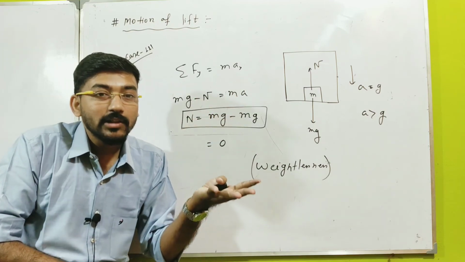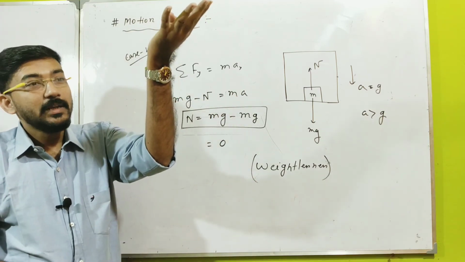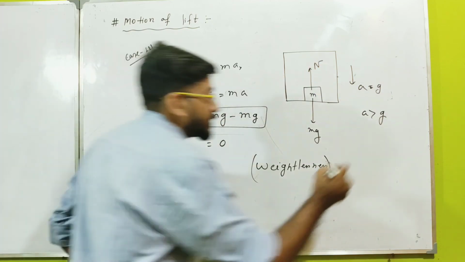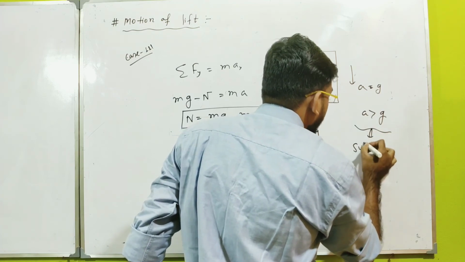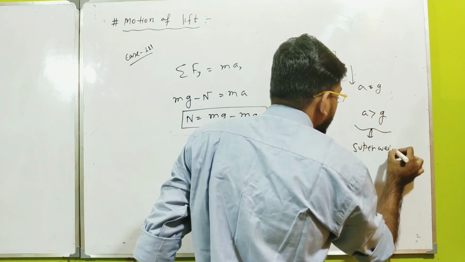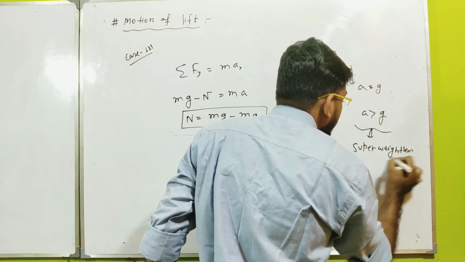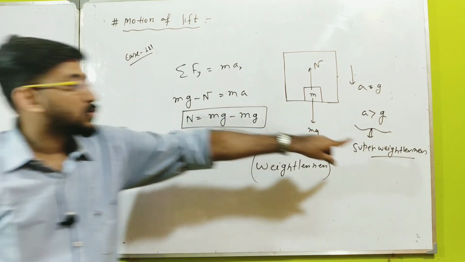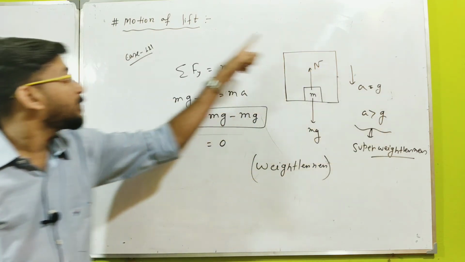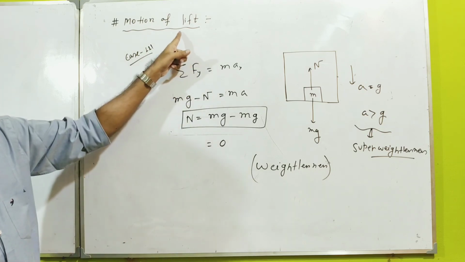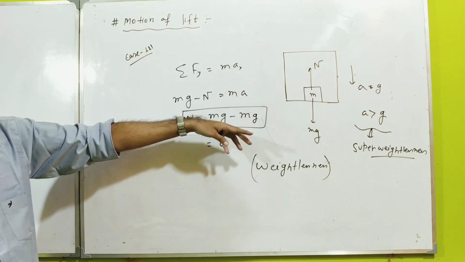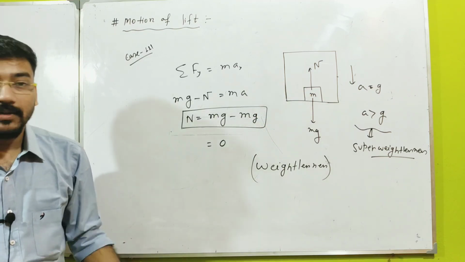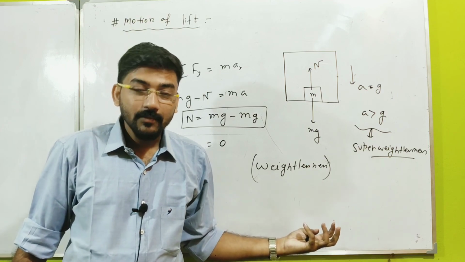So all the objects within the lift are attached to the roof of the lift, and the lift is moving with an acceleration a greater than g. This condition is known as super weightlessness. This is weightlessness and this is super weightlessness. So this is all about the motion of the lift. Here, the motion of the lift means what we actually want to know: the apparent weight of this object of mass m within the lift. This is our purpose.